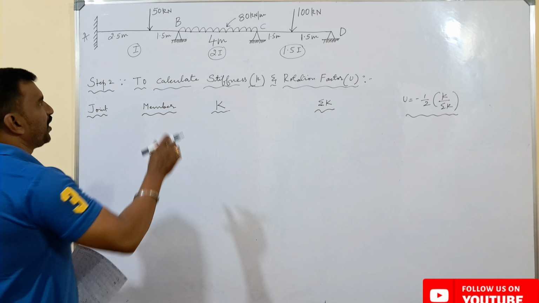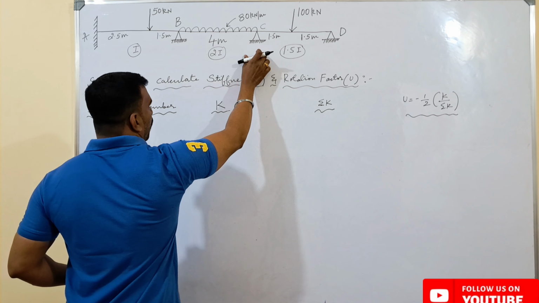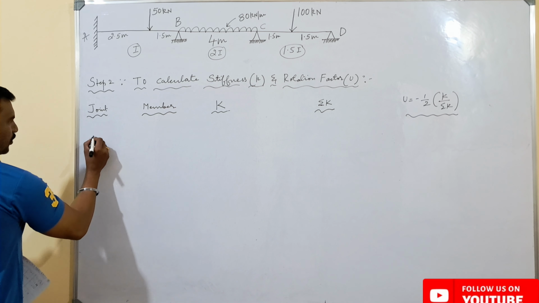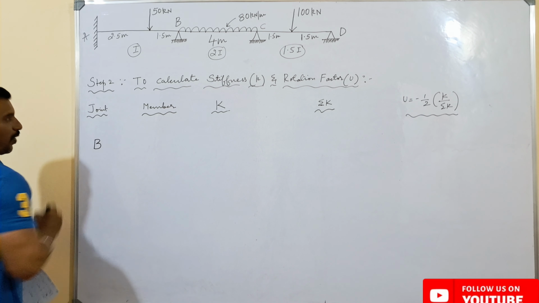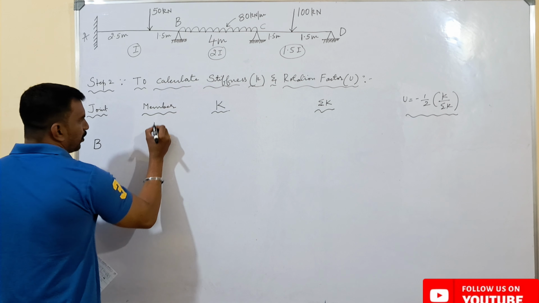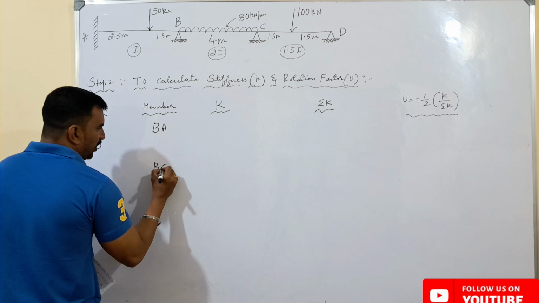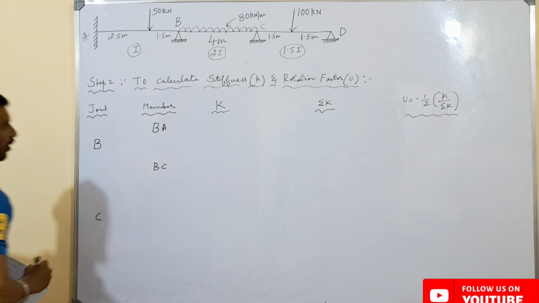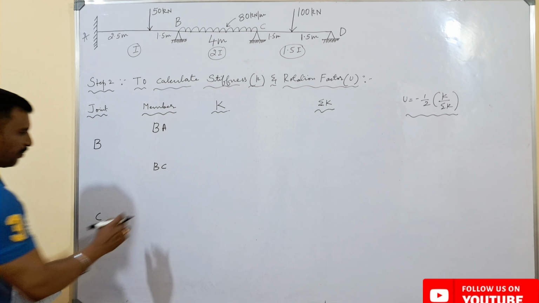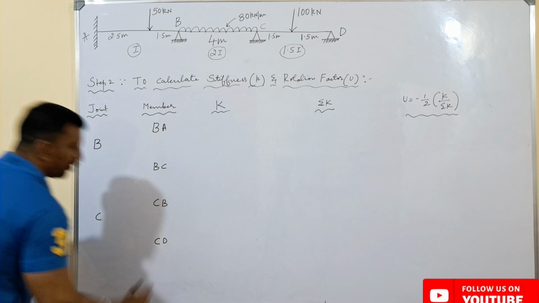If we observe this beam here, we have two joints, that is joint B and joint C. Considering the first joint, joint B, B is connected to members B to A and B to C. So B to A is one member, similarly B to C is another member. Similarly, for joint C, we have members C to B and C to D.